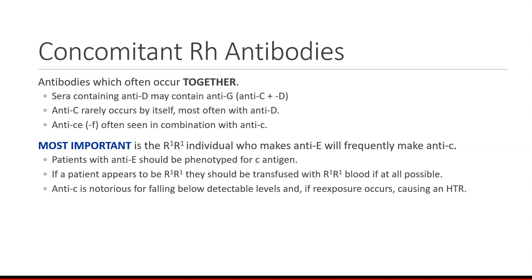I want you to know those are examples, but the most important one that you need to remember for the rest of your life is that R1-R1 individuals who make anti-Big E will frequently make anti-little c. So what we do is patients with anti-Big E should be phenotyped for the little c antigen. And if it appears that the patient is an R1-R1, then they should, if at all possible, be transfused with R1-R1 blood. This is standard practice across the United States and probably across the world because these are so commonly found together. And again, it has to be an R1R1.